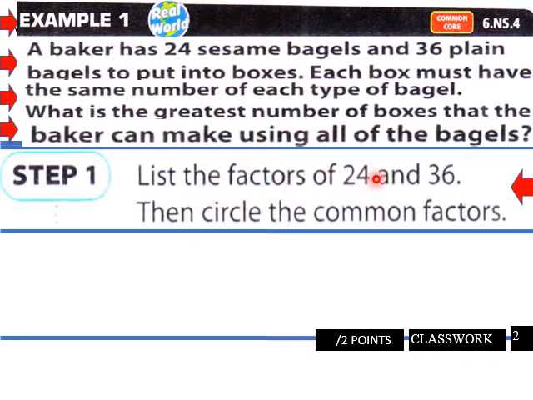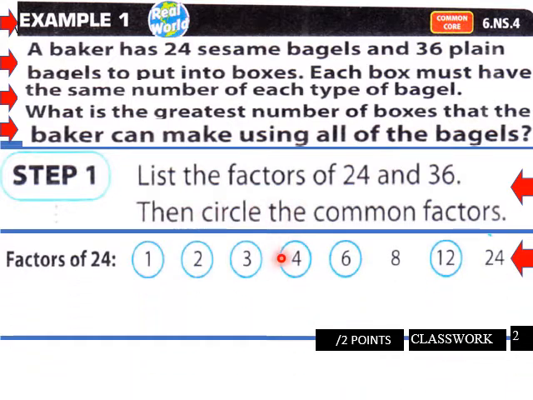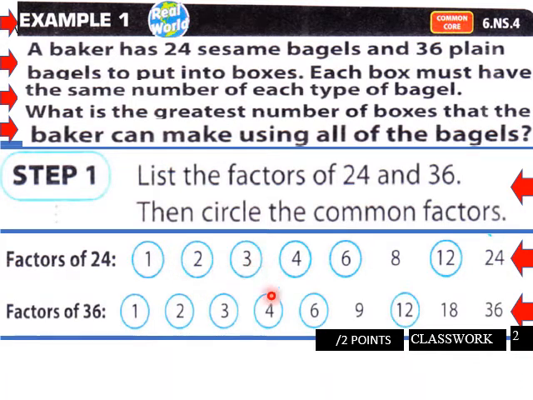List the factors of 24 and 36. Then circle the common factors. So for factors of 24, which would be the sesames, we have 1, 2, 3, 4, 6, 8, 12, and 24. These would be the factors of 24. And then the factors of 36 will be 1, 2, 3, 4, 6, 9, 12, 18, and 36.